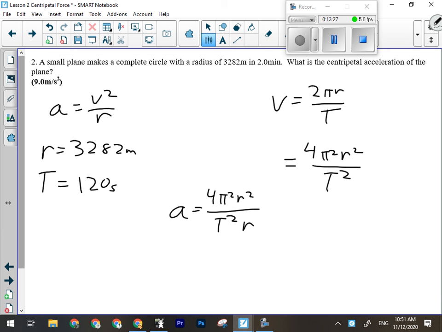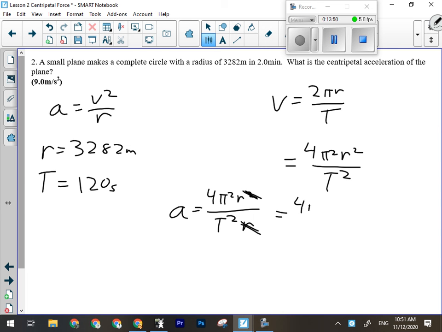Now, what one thing do I need to do before I start the next step? I've got r squared on the top and r on the bottom. What will happen? R squared divided by r is r. So now I can just plug my numbers in directly.